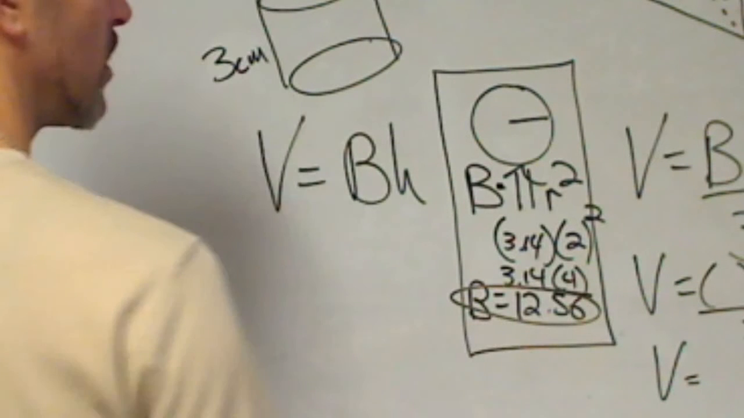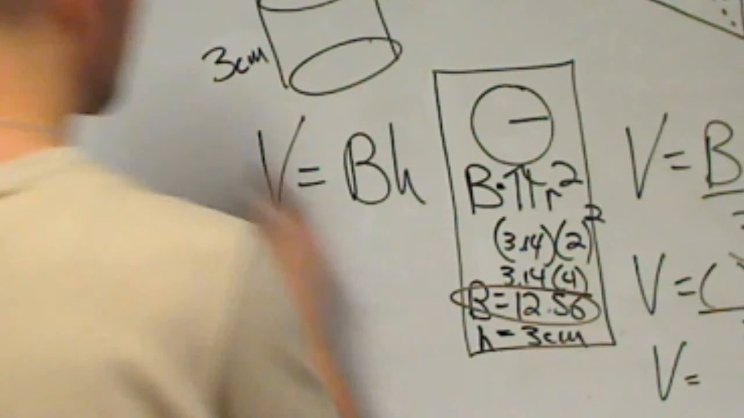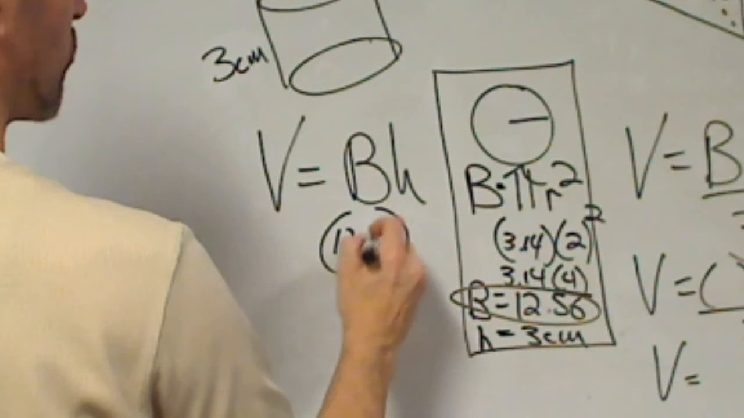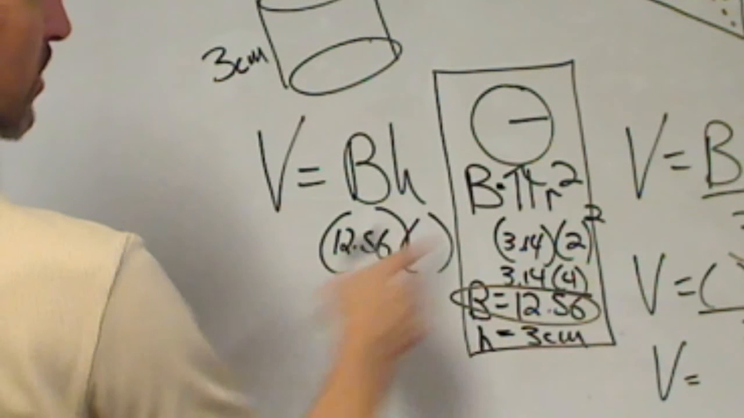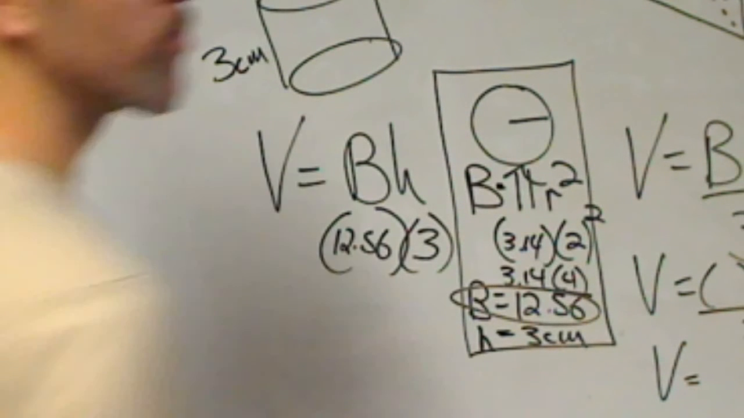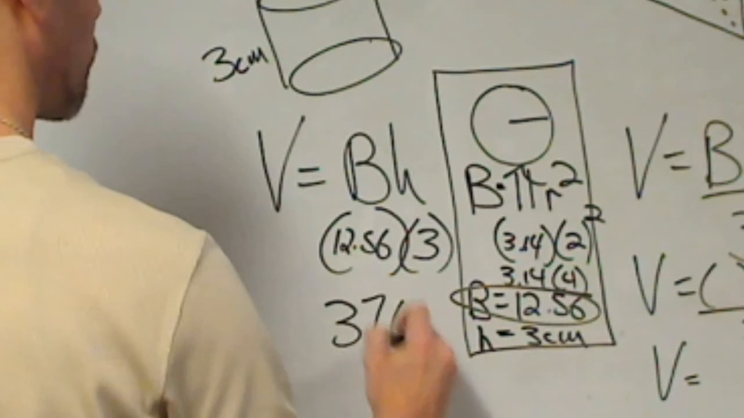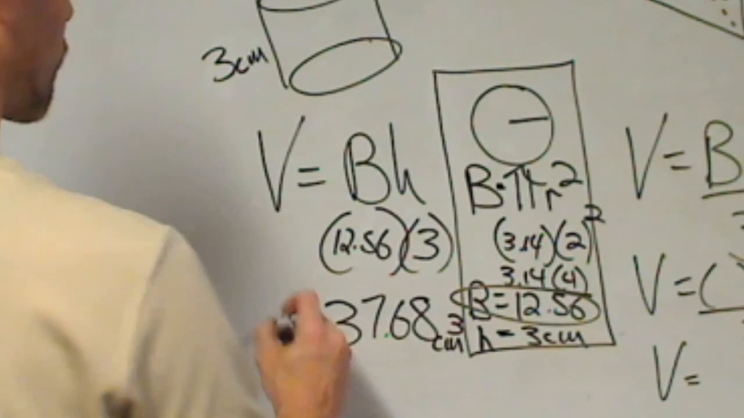We got what we need. And what's the height of the cylinder? It's 3 centimeters. I got it right there. So now I've got everything I need right here in my box. Big B is 12.56. We just found the area right there. Area of the base is 12.56. And the height, we looked at the picture and saw it was 3. So 3 times 12.56 gives us 37.68. And that would be centimeters cubed. Sorry, guys, I'm running out of room here.